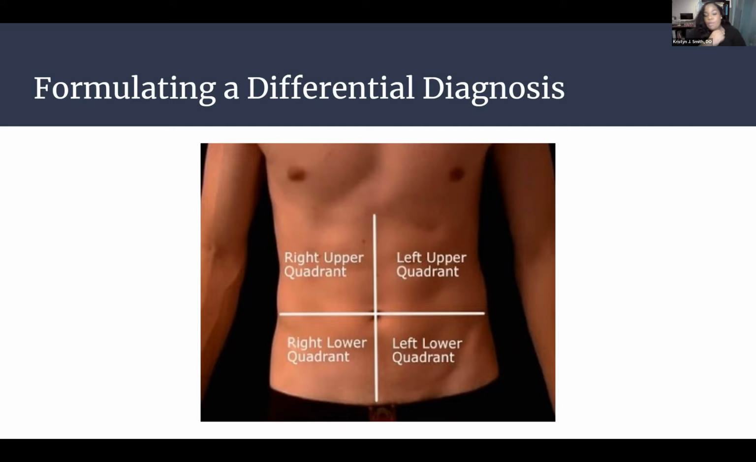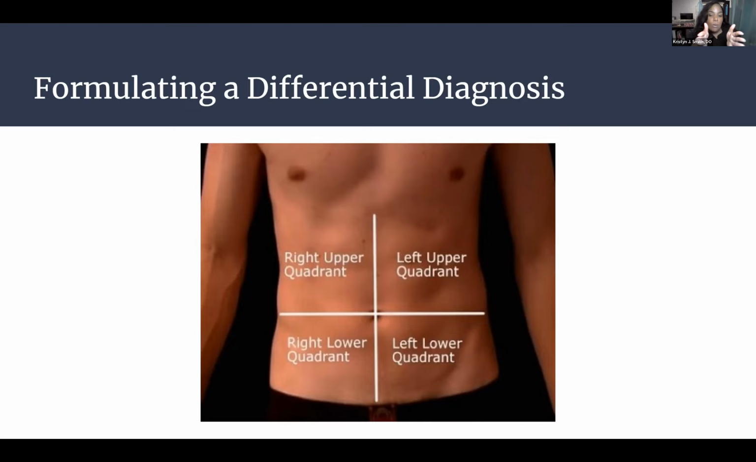For the left upper quadrant, you want to think about your spleen, your stomach, and some of the small bowel. So think about differentials such as peptic ulcer disease, GERD, splenic infarcts, left lower lobe pneumonias, and atypical ACS. Although it's not one of the quadrants, you want to think about the epigastrium and your periumbilical region. So sometimes patients who have pancreatitis, atypical ACS, peptic ulcer disease, they may come in with pain or burning at their epigastrium.